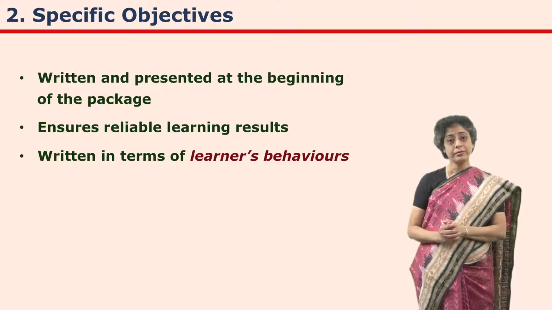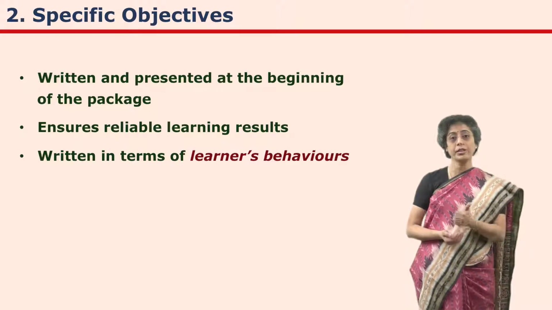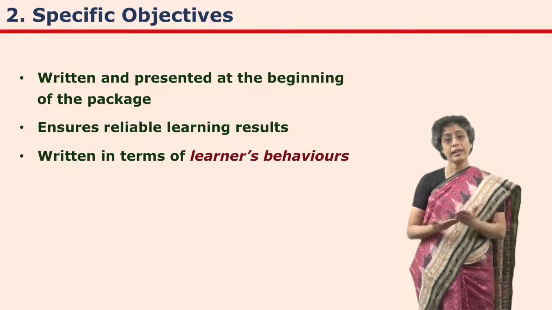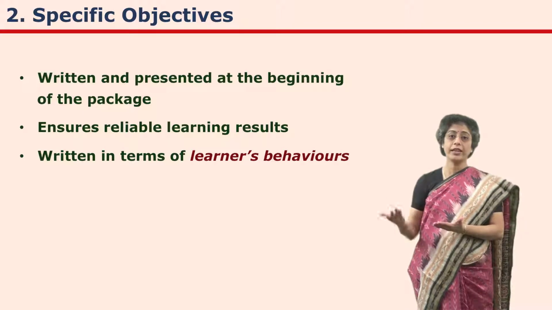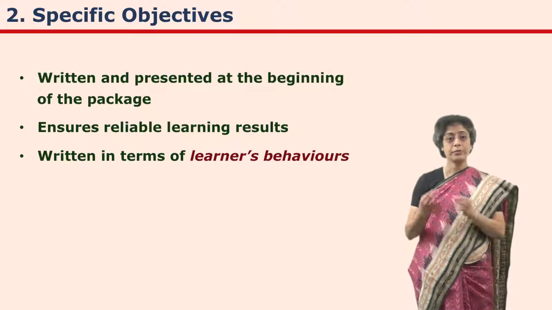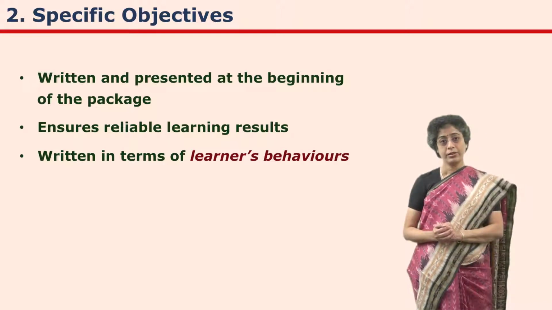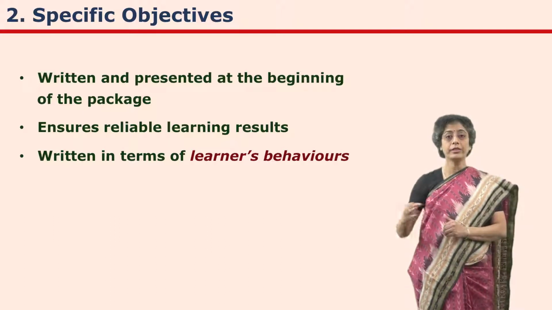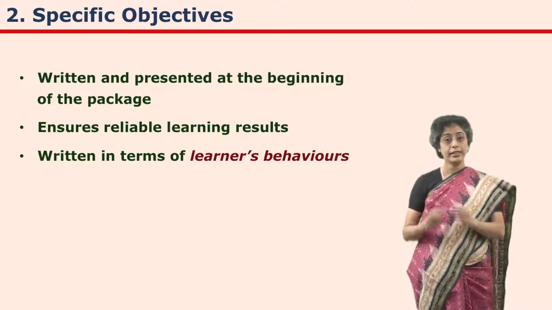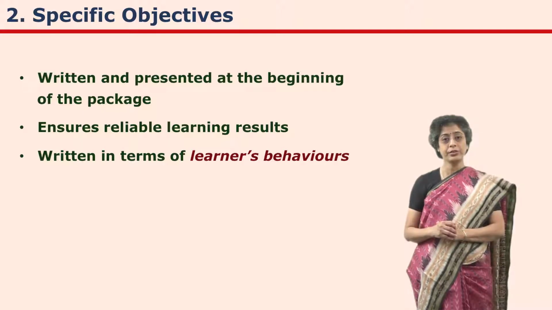As I mentioned earlier, because the package is self-instructional, the learner needs to know what they are going to learn. So, specific objectives are very important. CAI gets developed with the very first step of specifying performance objectives. These objectives are written and presented to the learner at the beginning of CAI packages. So, learners exactly know what they will be able to do after going through this particular module. And these are written in terms of learners' behavior and not what teachers intend to teach.